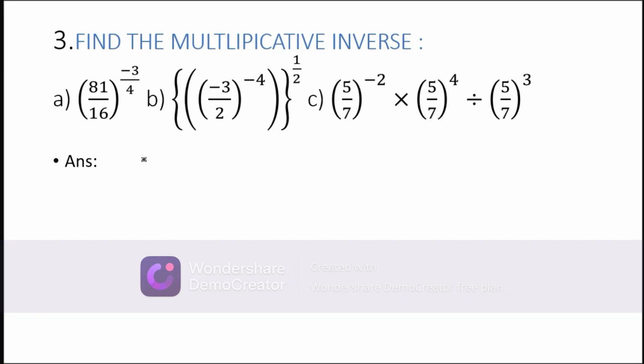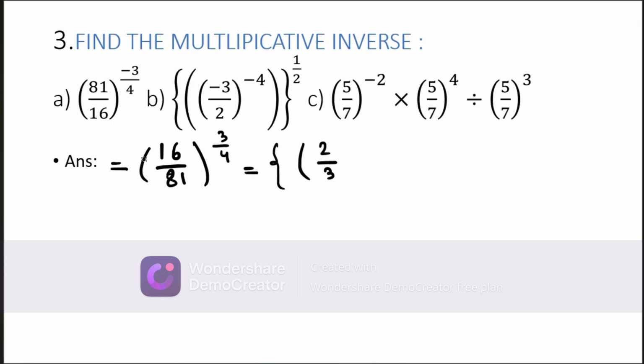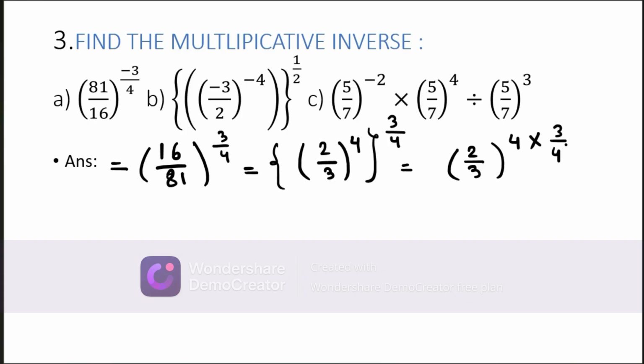Now the first problem, 81 by 16 whole to the power minus 3 by 4. So just write the positive exponent form, 16 by 81 whole to the power 3 by 4. Now 16 by 81, we can write as 2 by 3 whole to the power 4, whole to the power 3 by 4. So this power should be in multiply form. So in the next line, 2 by 3 whole to the power 4 into 3 by 4. So 2 by 3 whole cube. 2 by 3 whole cube is 8 by 27.